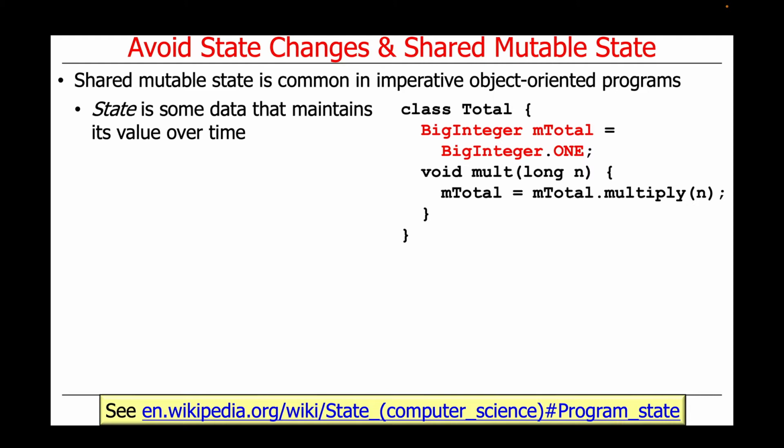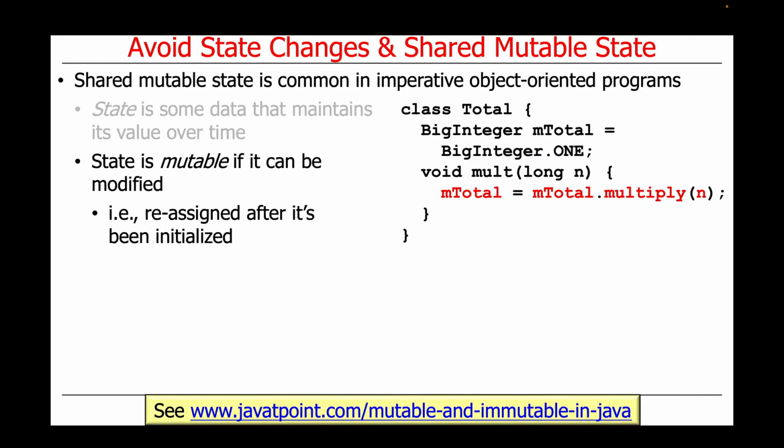For example, here's a class called Total that contains a field called mTotal of type BigInteger, which is an arbitrary precision integer, and it's going to maintain its state over some time, starting with the initial value of 1. State is mutable if it can be modified. In other words, if it's reassigned after it's been initially initialized.